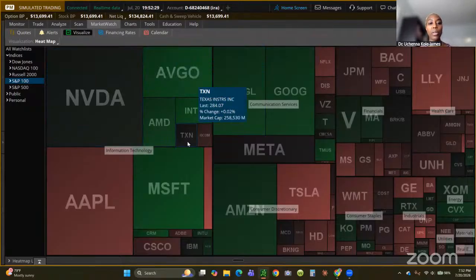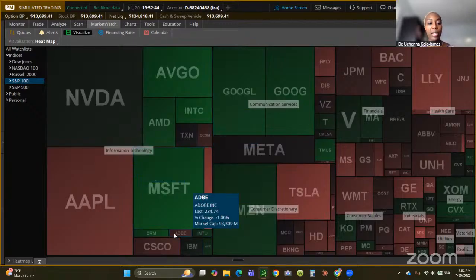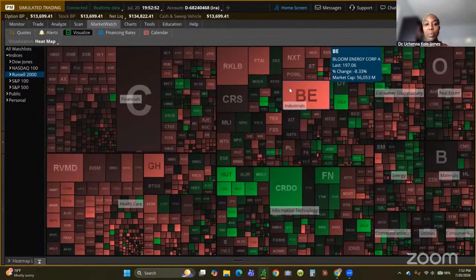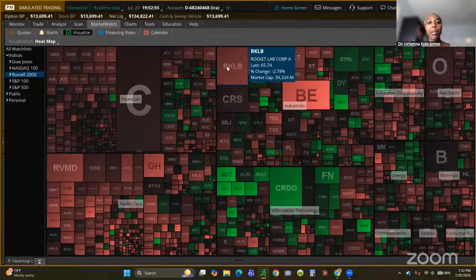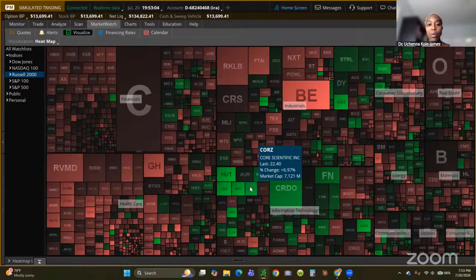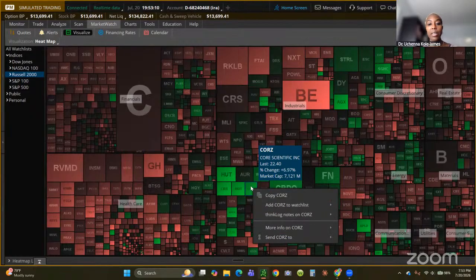What we do is we just go through here and you can see the last price is basically what it closed at. Qualcomm closed at 170, Microsoft 402, Oracle 121, IBM 213, Adobe 234, CRM 173. All these are expensive. We can go to the Russell. The Russells tend to be cheaper. Rocket Lab closed at $65 a share. CRS $555 a share. Credo Technology $212. Core Scientific closed at $22 a share. Let's see what that is. CORZ.